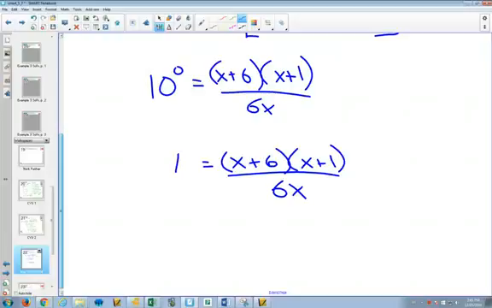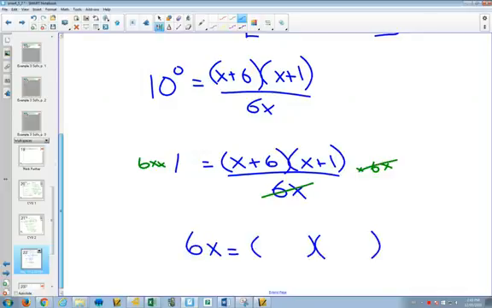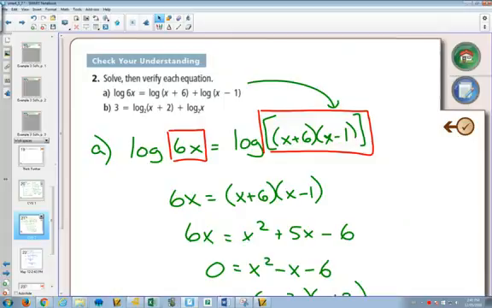Multiply each side by 6x. Excellent. That gets rid of this fraction. And we get 6x equals (x plus 6)(x plus 1). And that is exactly where we were with the shortcut.